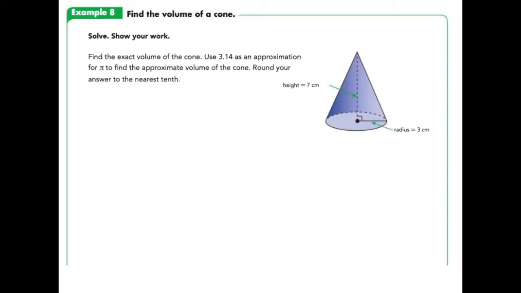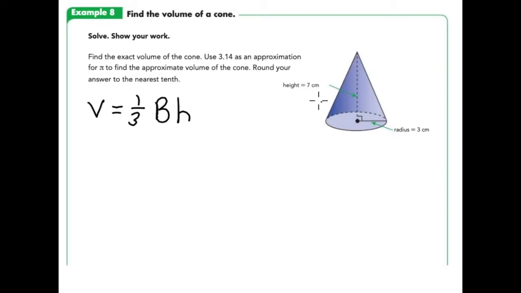In this example, we're going to be finding the volume of a cone, and we are going to again use the same formula that we did to find the volume of a pyramid, and that formula is volume equals 1/3 times the area of the base times the height. So we need to figure out the area of the base and the height.